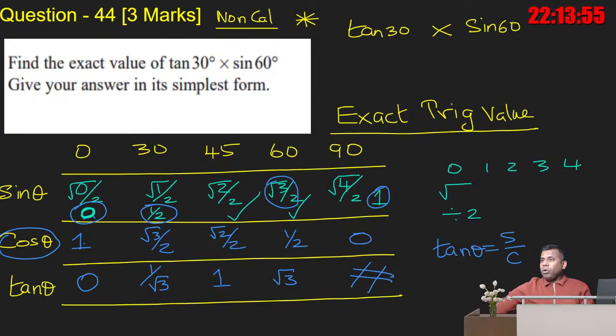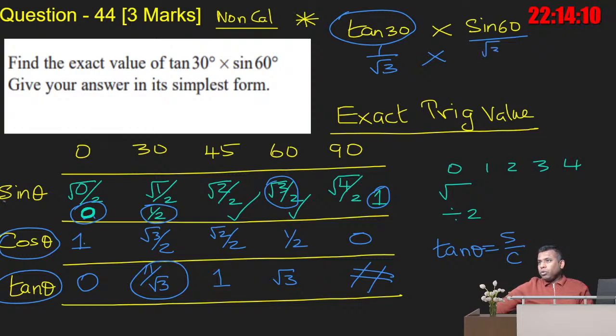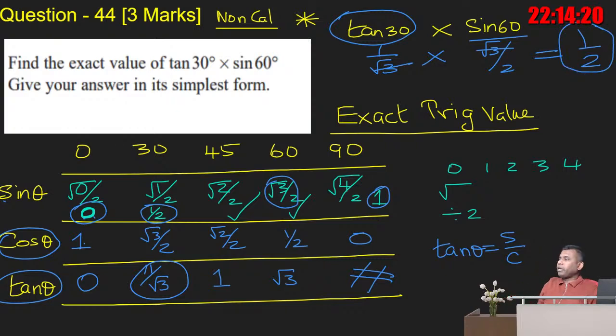So now, what is tan 30? Tan here, 30 here, so 1 over root 3. So 1 over root 3 times sine 60. Sine 60 is root 3 over 2. So root 3 over 2. The root 3 cancels. The answer for the question is half. Hope you understand this one. Remember the table. Sometimes they will ask these trig values in the non-calculator paper, paper 1.